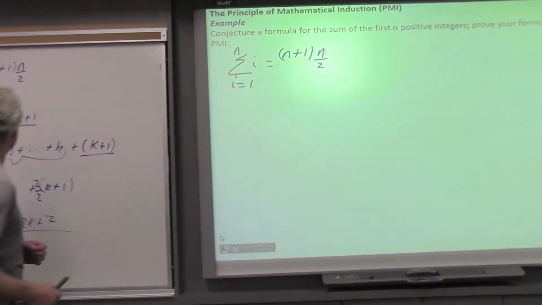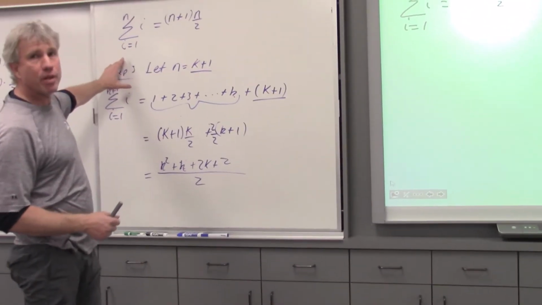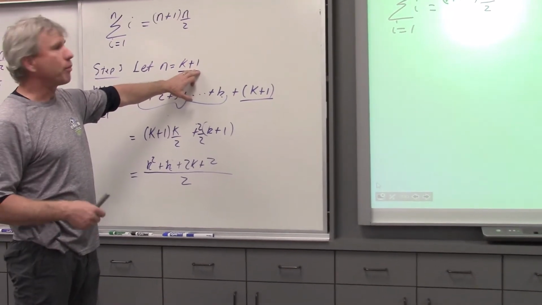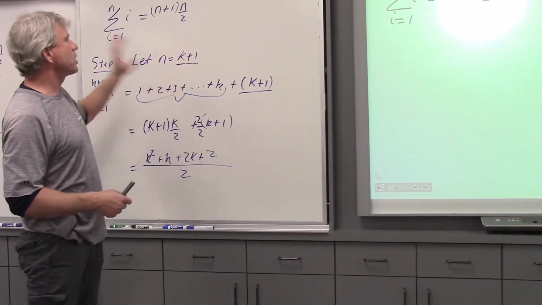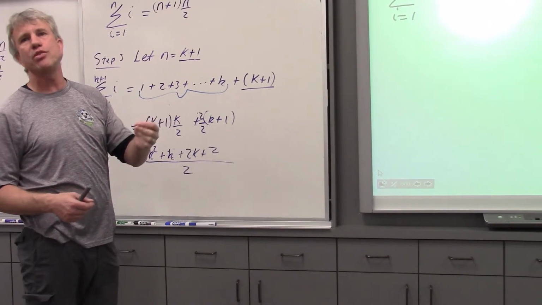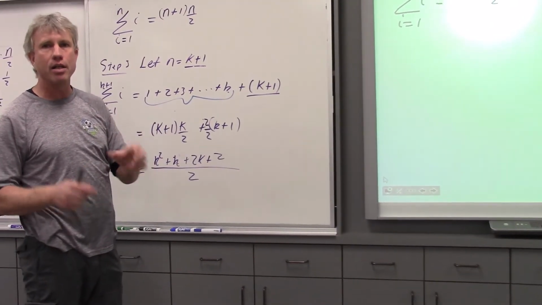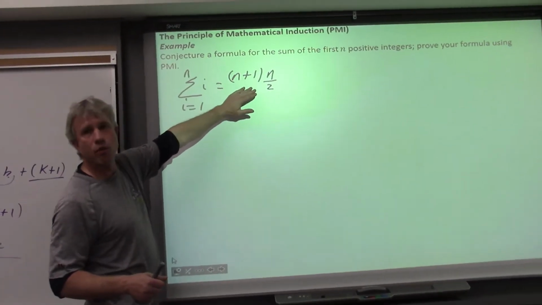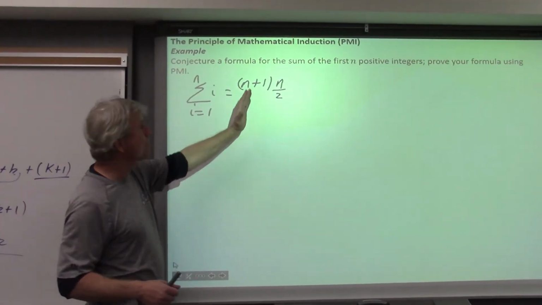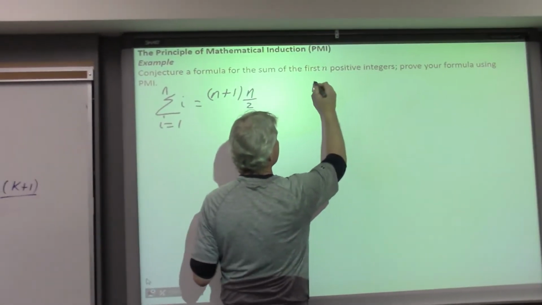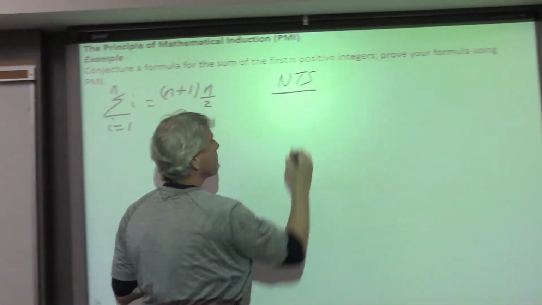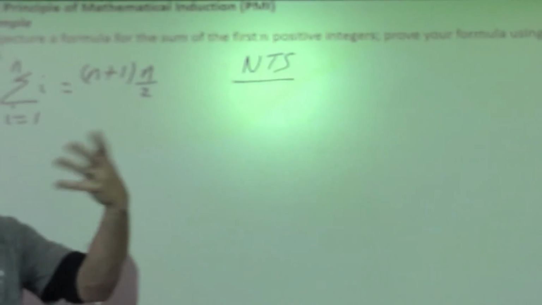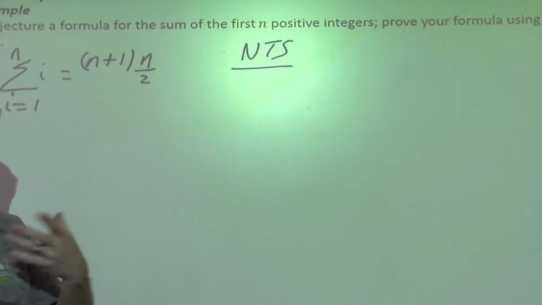So in step 3, we're going to assume that n equals k plus 1, and we need to show that using our assumption we'll get the same result that we would have gotten if we just plugged k plus 1 into the formula that we think works. So an important step, I think, is a "need to show" step, where you identify what it is that needs to happen for you to complete your proof.